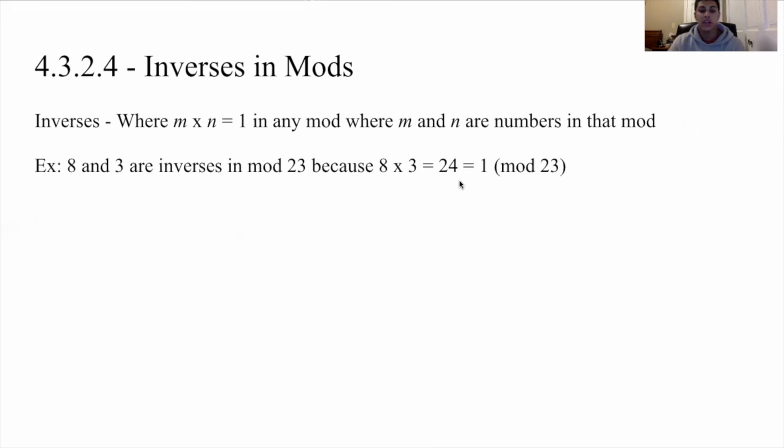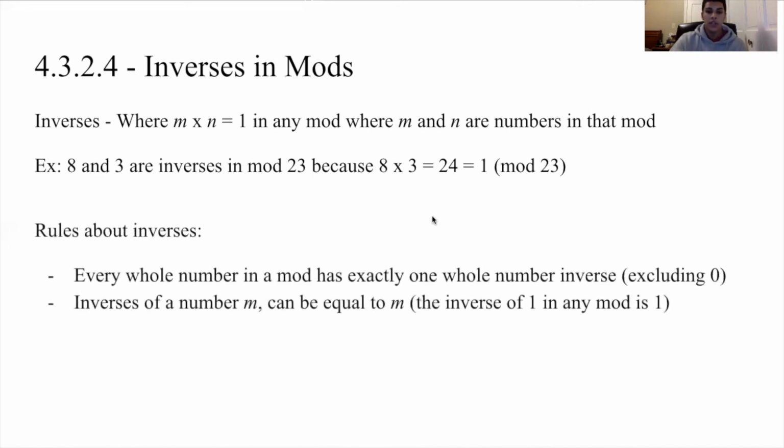And then finally, we talked about inverses in mods, which is when two numbers in a mod multiply and equal 1 when that result is simplified in a mod. So an example would be 8 and 3 are inverses in mod 23 because 8 times 3 is 24, and 24 simplifies to 1 in mod 23. We talked about some rules about inverses, that every whole number in a mod besides 0 always has exactly one whole number inverse, and that inverse can be equal to itself. So the inverse of 1 in any mod will always be equal to 1.